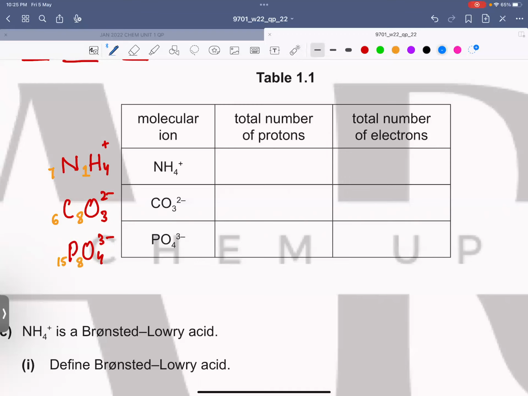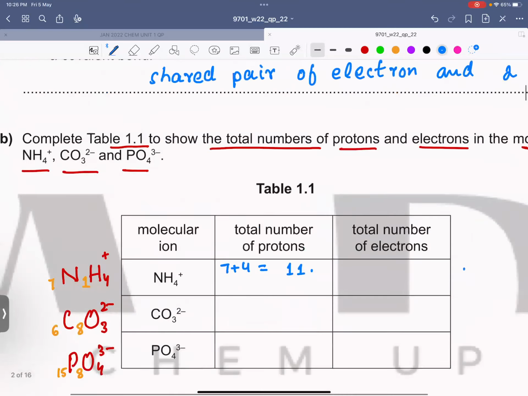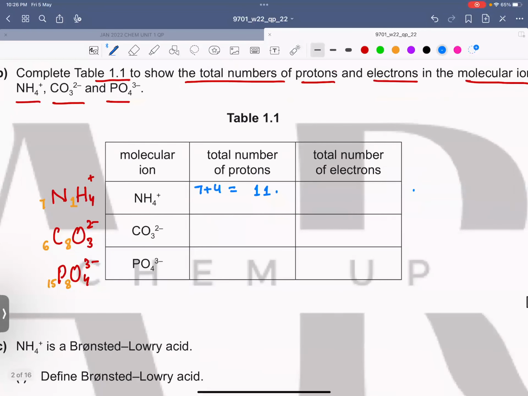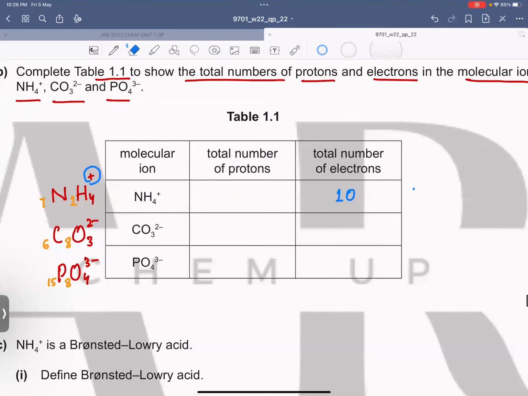So to find the total number of protons, there is 1 nitrogen, so there must be 7, and there are 4 hydrogens. So 7 plus 4 gives me 11 protons. Then when we talk about electrons, as it has a positive 1 charge, which means there is 1 electron less, so there must be 10 electrons over here. So 11 protons and 10 electrons.